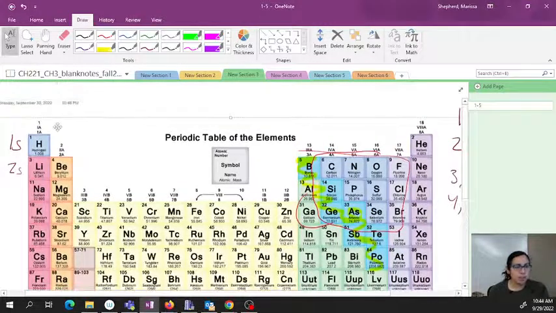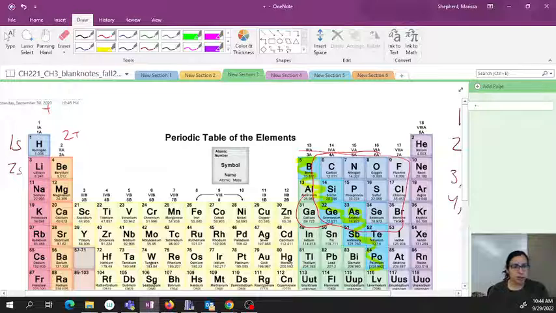I'm trying to write stuff on different periodic tables, probably not helpful.